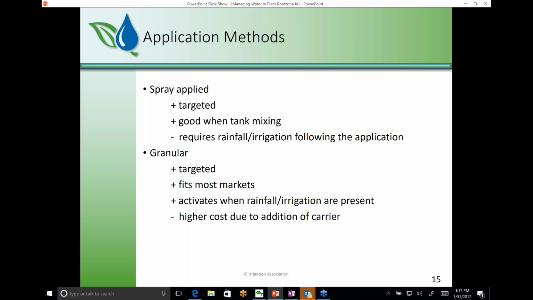Now, one of the watch outs with granulars is that they can be higher cost due to the addition of the carrier. But if you purchase or utilize a product where the soil surfactant is actually placed onto a plant nutrient, you can typically do two things with one application.